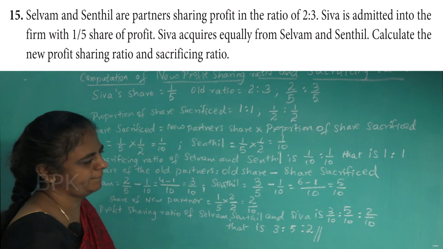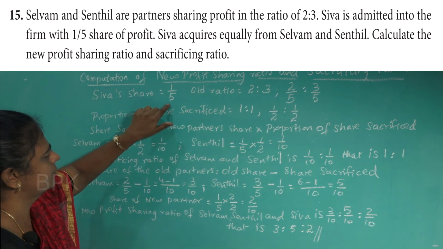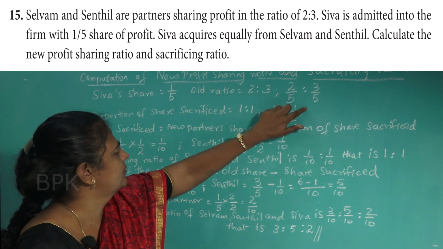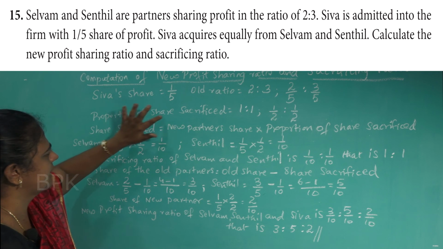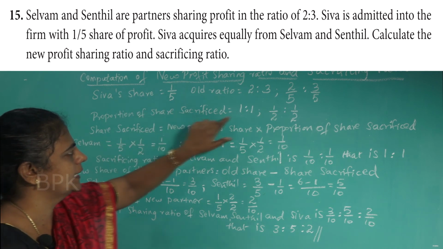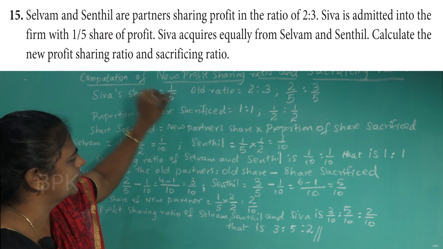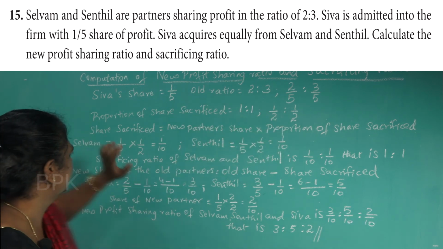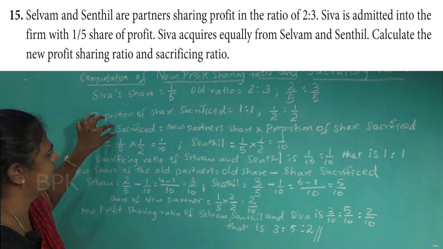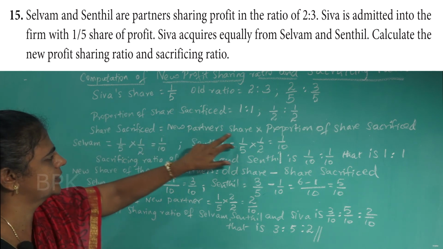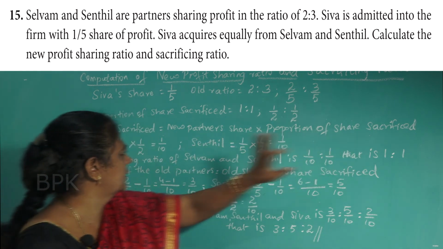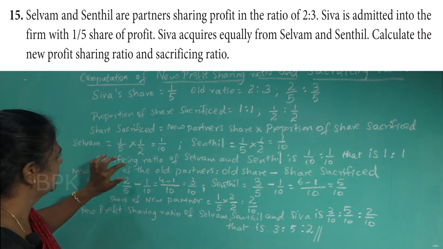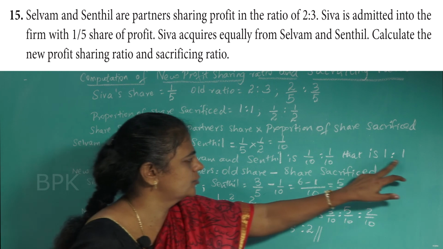See the answer. Siva's share is given, 1 by 5. Old ratio is given, 2 is to 3, that is 2 by 5, 3 by 5. Proportion of share sacrificed: how are they sacrificing? Equally. The share 1 by 5 they are going to give equally, 1 is to 1, that is 1 by 2, 1 by 2. So share sacrificed you have to find out. What is the formula for that? New partner share into proportion of share sacrificed. Use that formula and find the sacrificing ratio. So the sacrificing ratio is 1 is to 1.